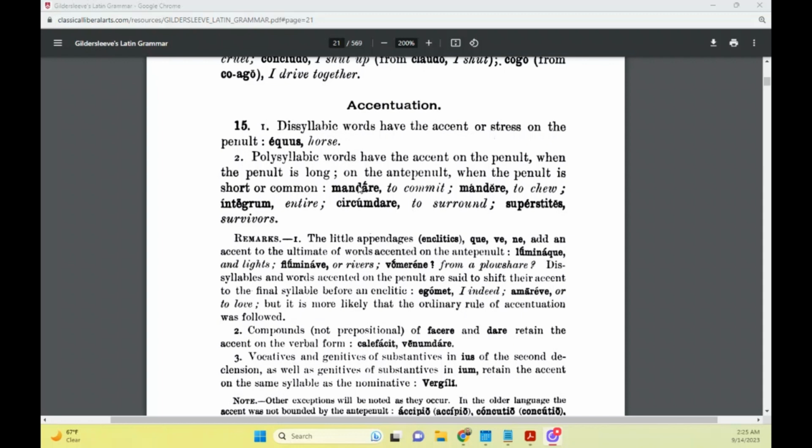So that's going to be a challenge that you're just going to have to be patient and gain familiarity with over time. As we go through grammar, I'll make sure to point out, as we go through all the different forms, where we've got long and short syllables that affect the accent of words, okay? So keep that in mind.